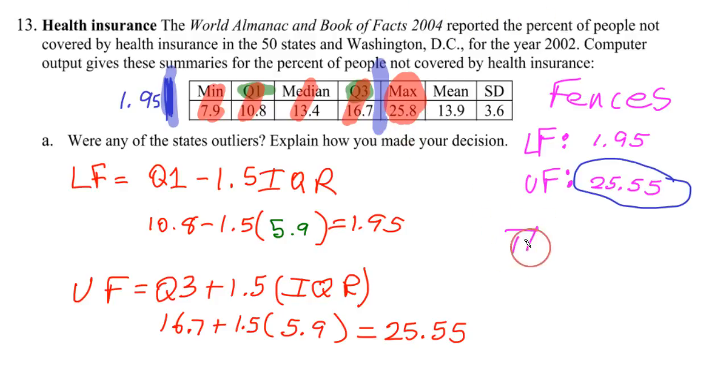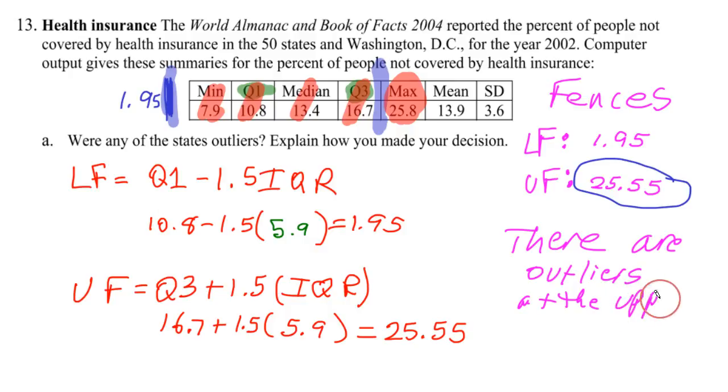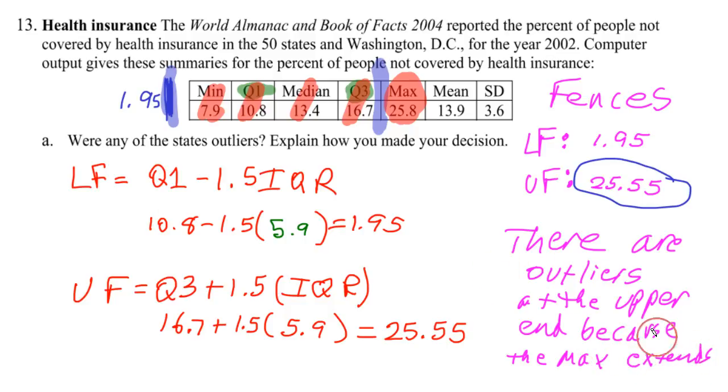So there are outliers at the upper end because the max extends beyond the fence.